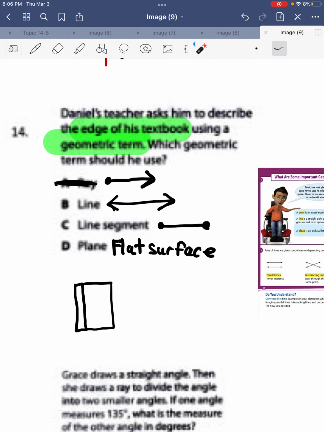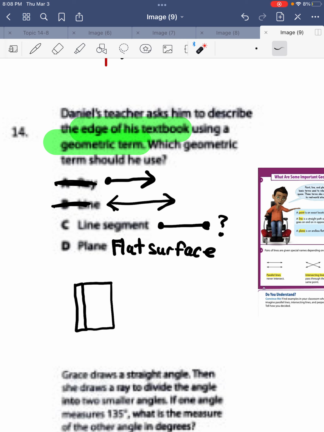B is telling me that this line will go on and on forever for both sides. My edge here does not go on forever for both sides. So it can't be B. A line segment has an ending point on both sides. My edge stops at a certain point for the book. So it could be a line segment.